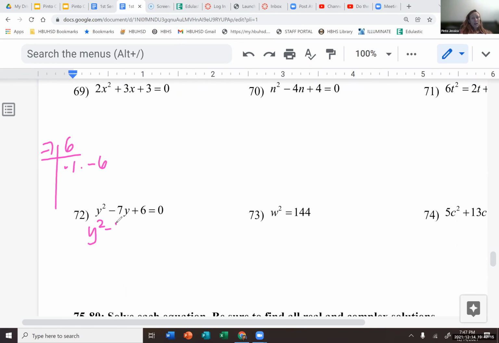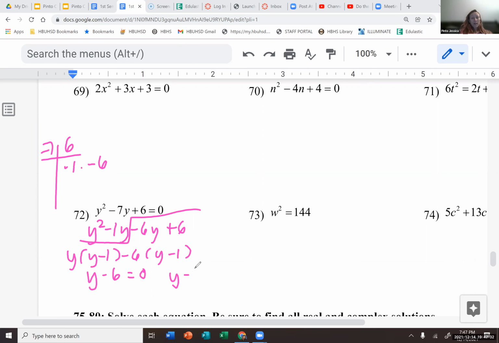y squared minus 1y minus 6y plus 6. And then I've got y times y minus 1 minus 6 times y minus 1. And I get y minus 6, equals 0. And then y minus 1 equals 0. In factoring to solve, we said each factor equal to 0. So then I would add 6, add 1, and I get y equals 6 and 1.